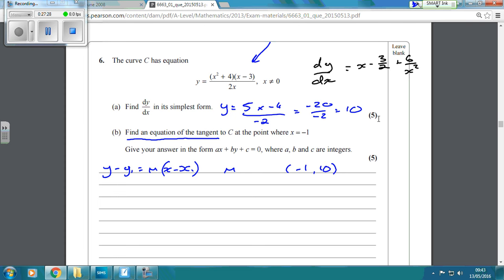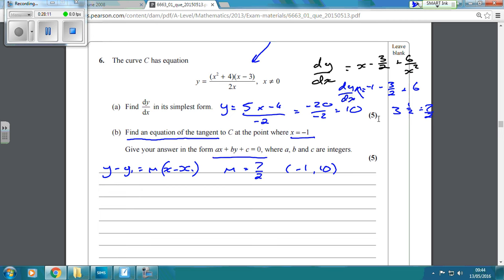And so to work out the gradient, we substitute our value of minus 1 into our gradient function. So that's going to be minus 1 take away 3 over 2 plus 6 over minus 1 squared. So that's going to be 6 over 1, which is just 6. So we've got dy by dx equals minus 1 minus 3 over 2 plus 6. So that's going to be 5 take away 3 over 2, or 5 take away 1 and a half, which is going to be 3 and a half, which equals 7 over 2. So 7 over 2. And then we've got to write it in this format here.